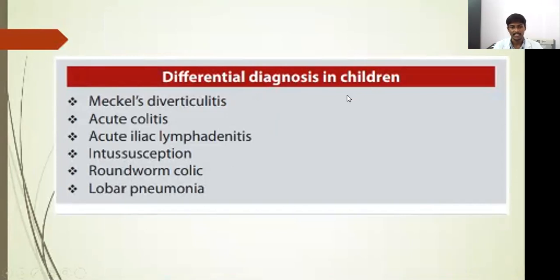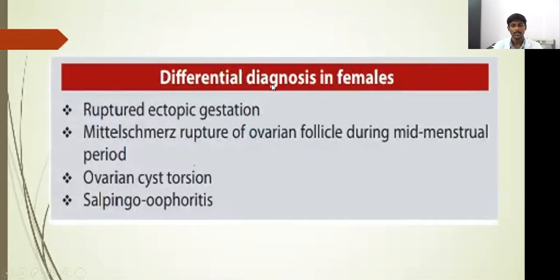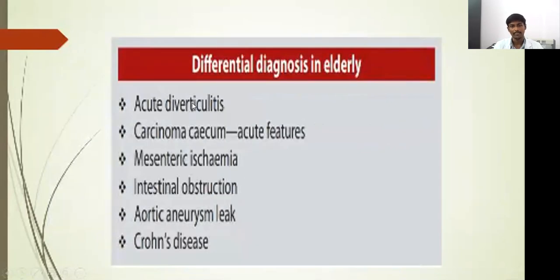Differential diagnosis in children: Meckel's diverticulitis, acute colitis, acute iliac lymphadenitis, intussusception, roundworm colic, or lobar pneumonia. Differential diagnosis in females: ruptured ectopic gestation, mittelschmerz, rupture of ovarian follicle during the mid-menstrual period, ovarian cyst torsion, salpingo-oophoritis. And differential diagnosis in the elderly shows acute diverticulitis, carcinoma cecum.